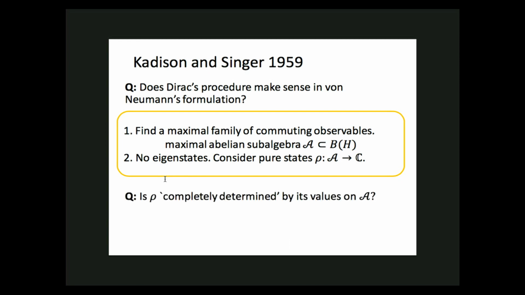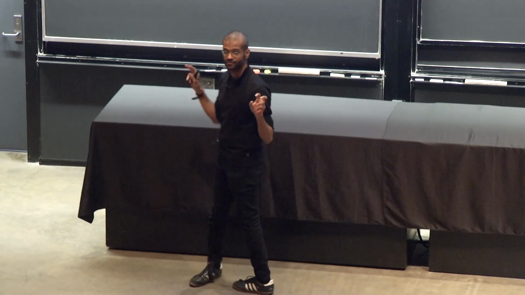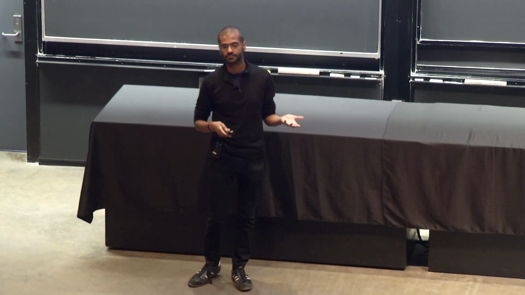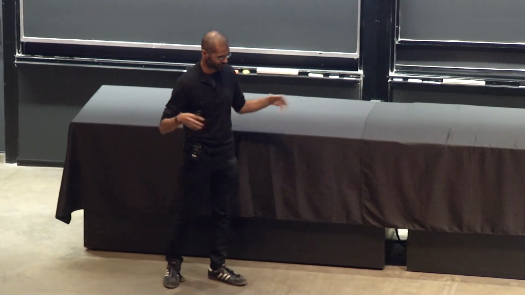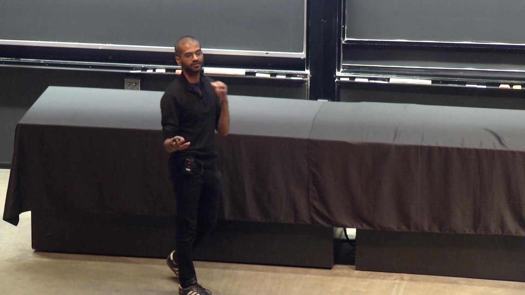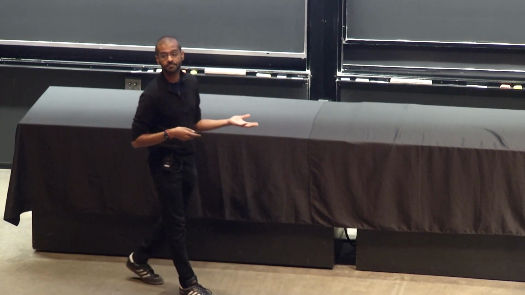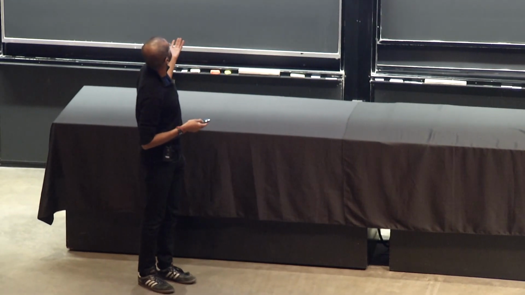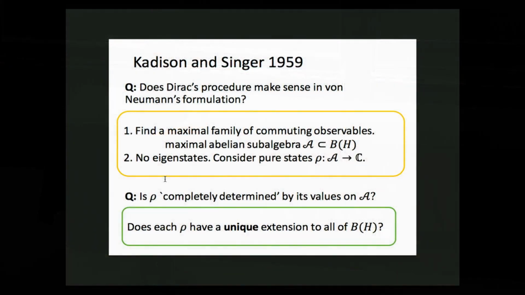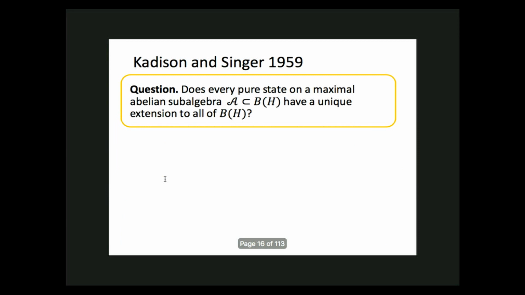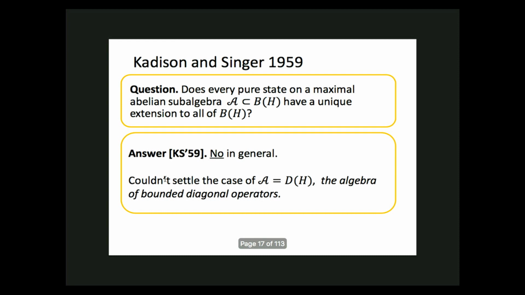The question that comes up is, if you have a pure state on this subalgebra of commuting observables, is it completely determined by the values it takes on this subalgebra? And is it a complete description of the state of the system with respect to, let's say, operators that are not in the subalgebra? Mathematically, that means: does each pure state on this abelian subalgebra have a unique extension to the entire B(H)? This is the question they asked in this paper that was published in 1959. And they showed that the answer to this question is no.